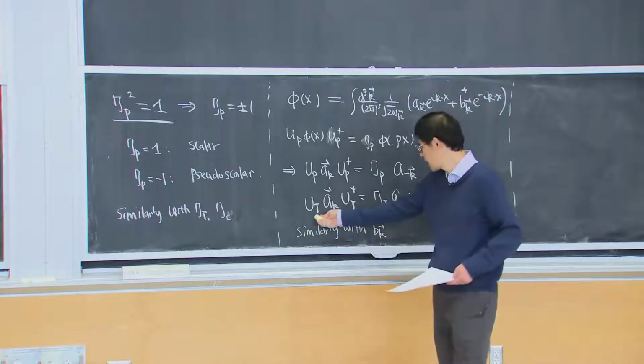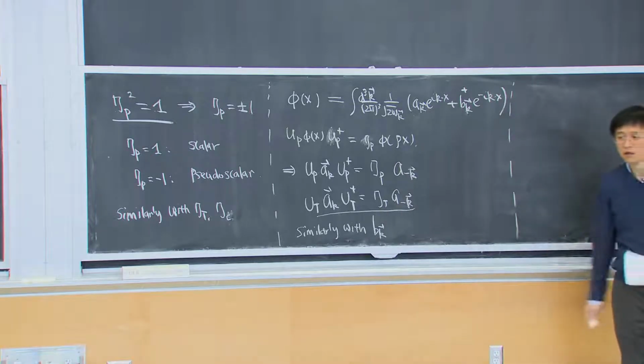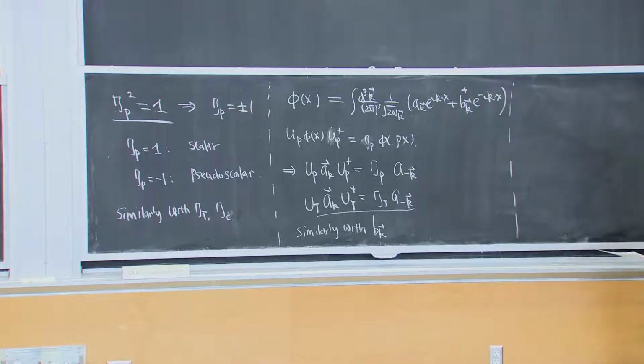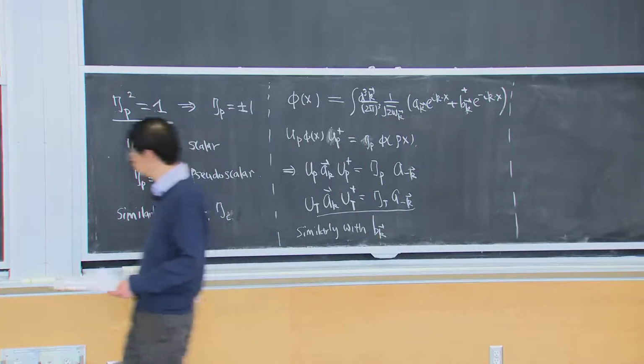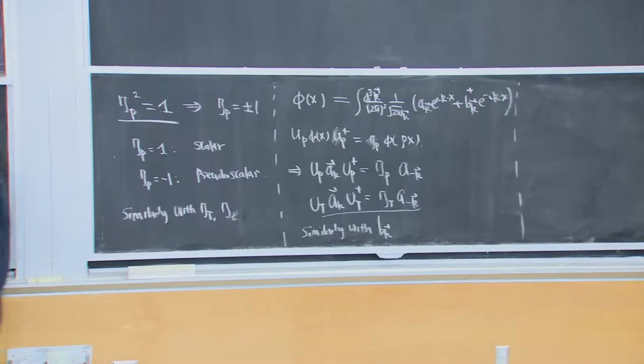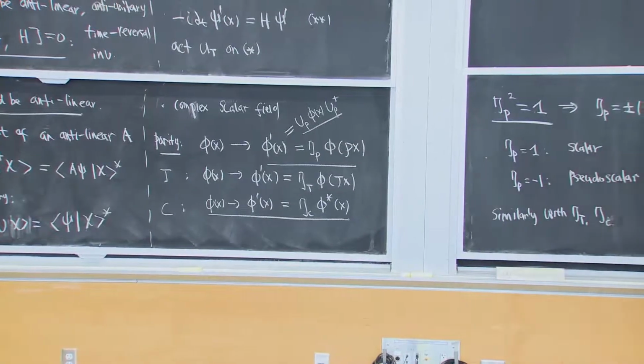So this also makes sense. When you reverse your time direction, your momentum also changes sign, okay? Your momentum also changes sign. So now the charge conjugation is a little bit more interesting.